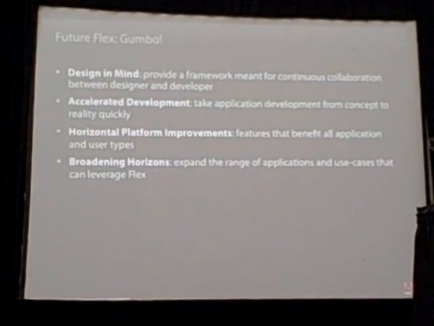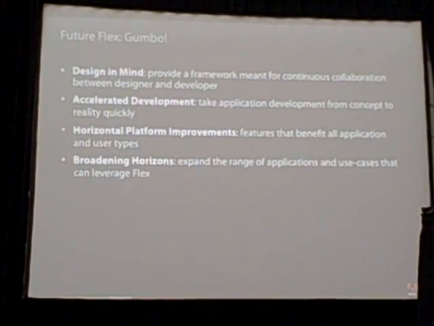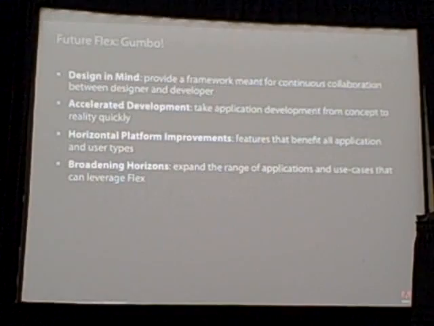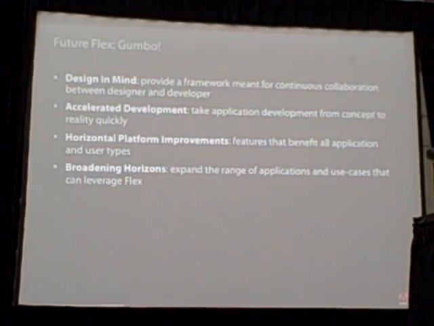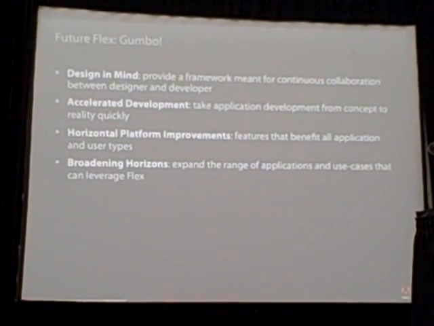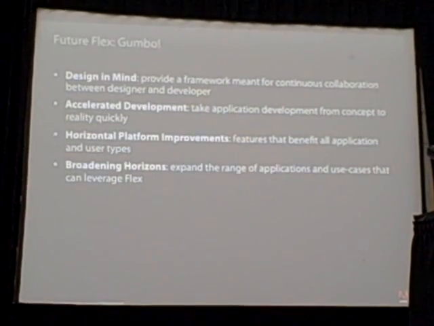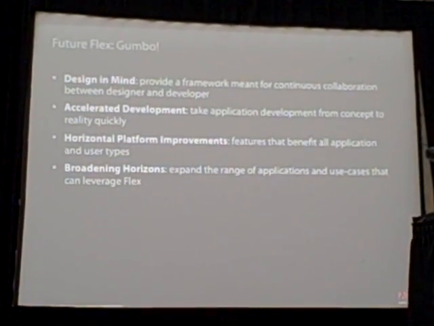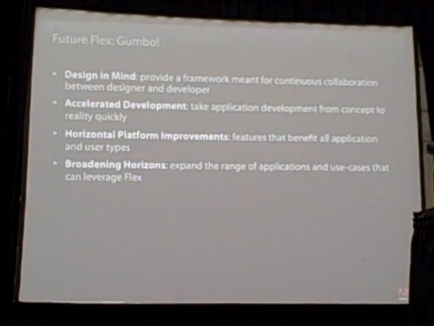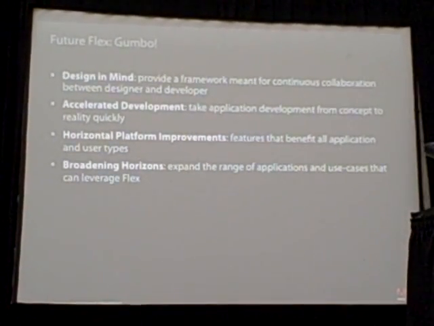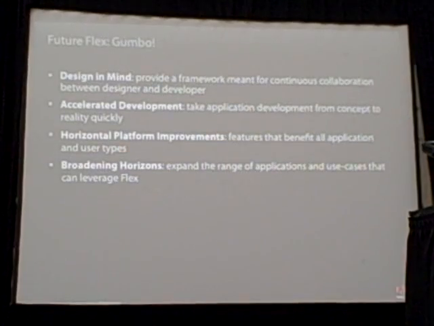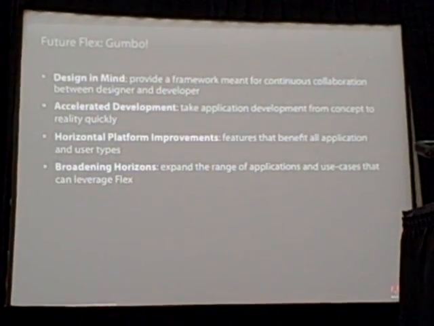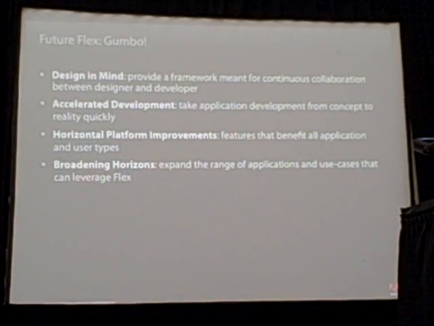Horizontal platform improvements. This is sort of boring stuff to describe, but absolutely critical to getting the platform advanced. So a faster compiler, for example, falls under horizontal platform improvements. Broadening horizons is we want to be able to use Flex to build more kinds of applications and deploy to more runtimes. So what can we do to broaden the scope of the applications that you can build with Flex?